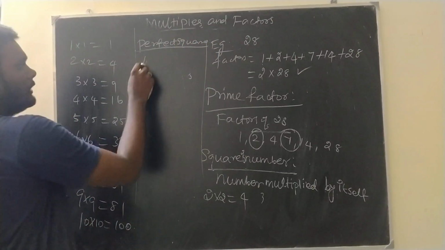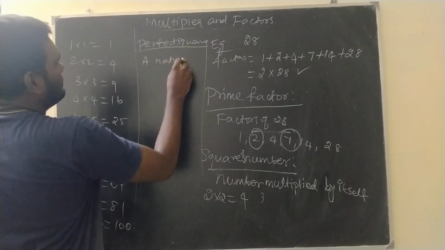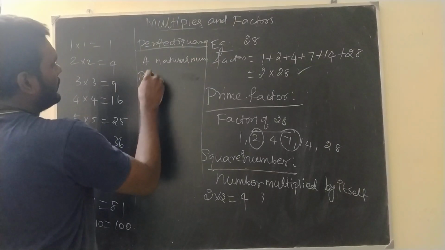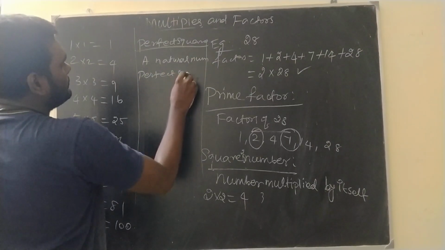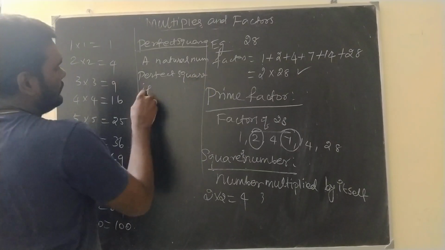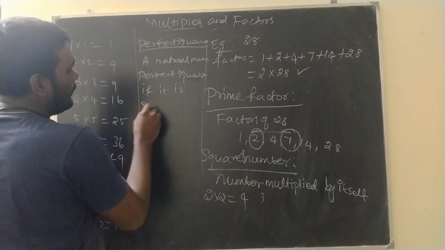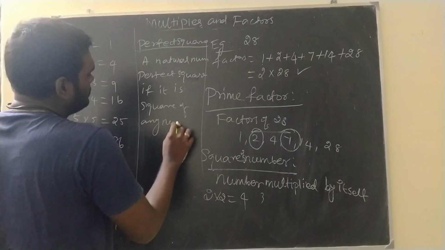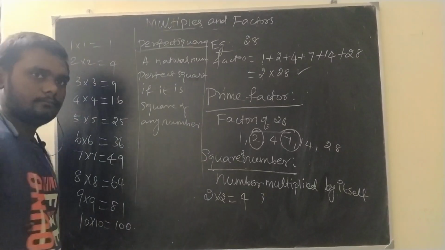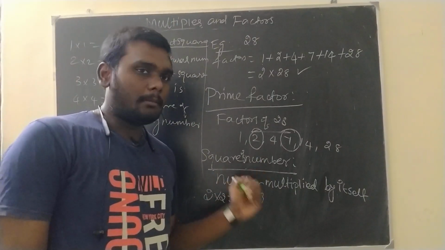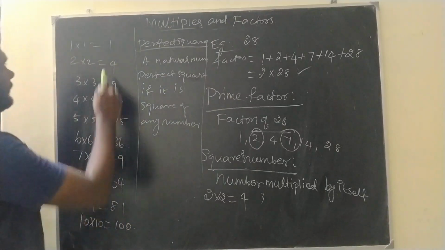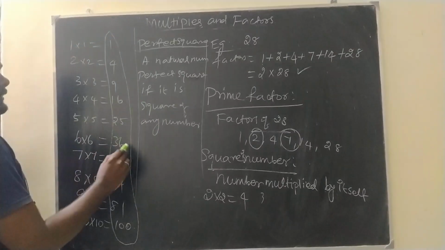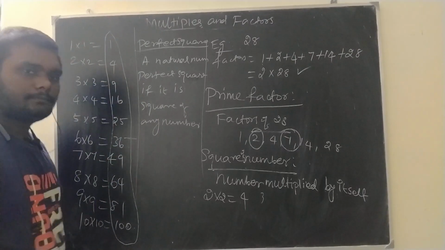A natural number is called a perfect square when it is a square of any number. Quite confusing, right? See, square of a number means the number multiplied by itself. The numbers which we are getting here are called perfect squares. That is why I wrote everything.